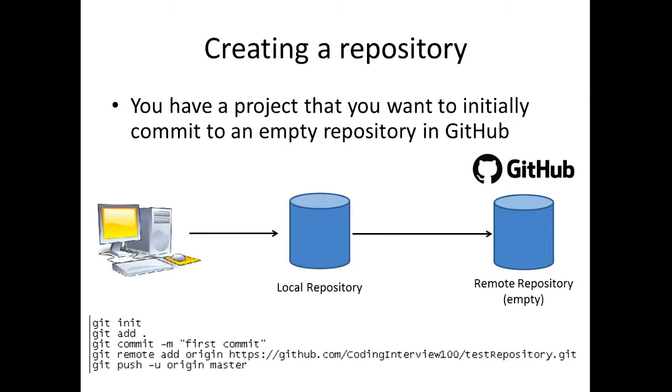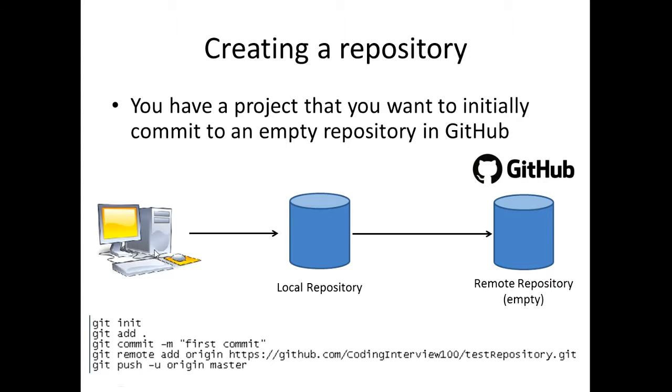All right, so the first slide, creating a repository. So let's just say you have a project that you want to initially commit to an empty repository on GitHub. Now, I'm not sure if you guys have ever heard of GitHub, but it's basically a website where you can go to create repositories and share, and you can also clone applications from repositories using GitHub. But for this particular slide, we're just going to be talking about sharing an application to a repository on GitHub. All right, so let's start off right here.